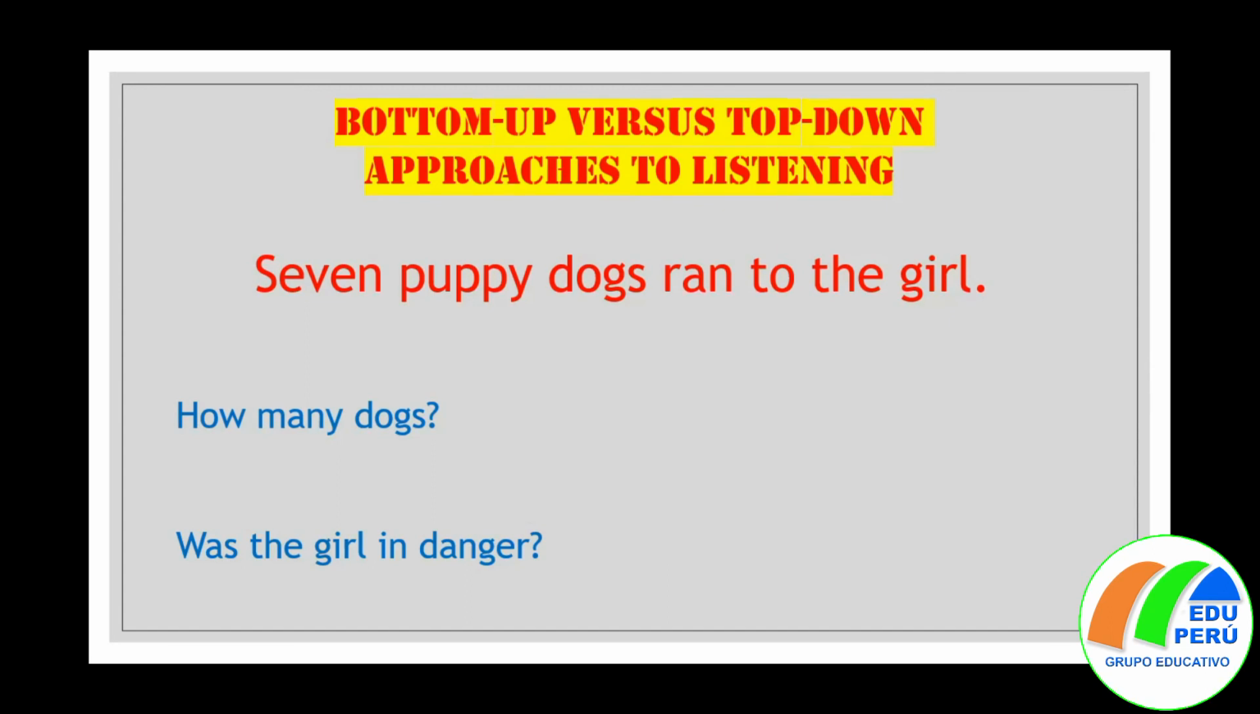And what about the other? Was the girl in danger? Yes, she was. No. Yes. Are you sure? If they were little ones, little dogs, I don't think so. Notice here we have different answers, right? The first one was easy, teacher: seven. So here you have the number. Notice, literal understanding, referring to the text or the message of the utterance. But on the second one, it's not here, right?